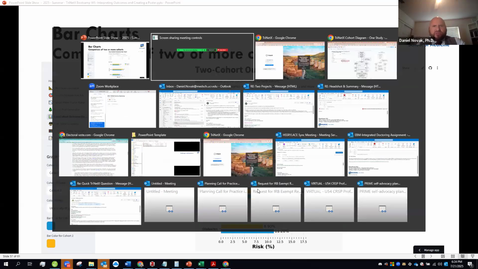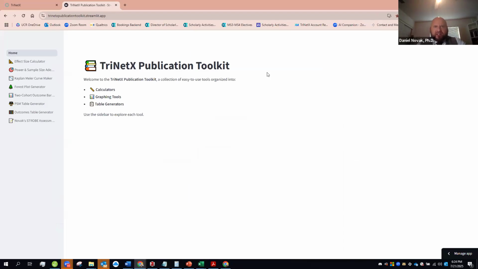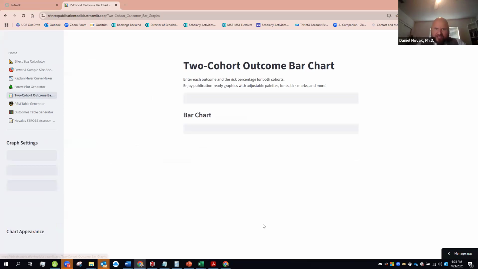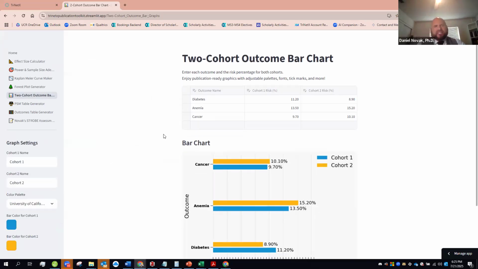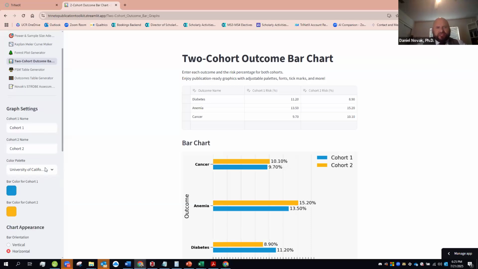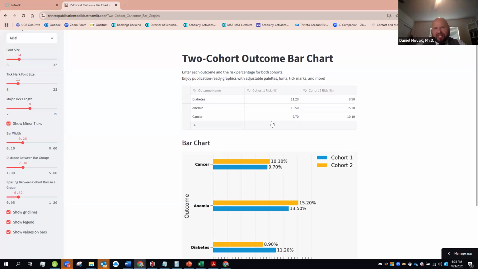For those who I've been working with in the last couple of months, you may have seen that I've been talking a lot about our TriNetX publication toolkit. This is a free set of tools that our students can use that basically enables you to do all of the things that I'm about to share. So first up is a bar chart. I thought that students could do this on their own, but ultimately I find that they've asked me to develop a bar chart making tool for them that they can use.